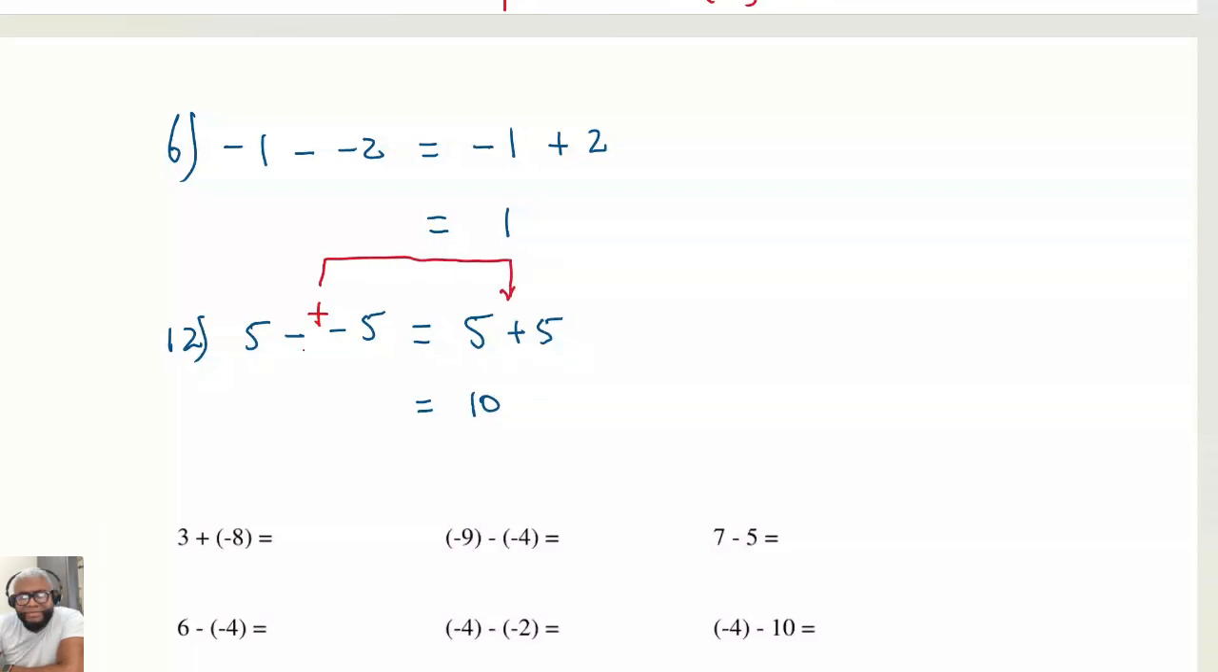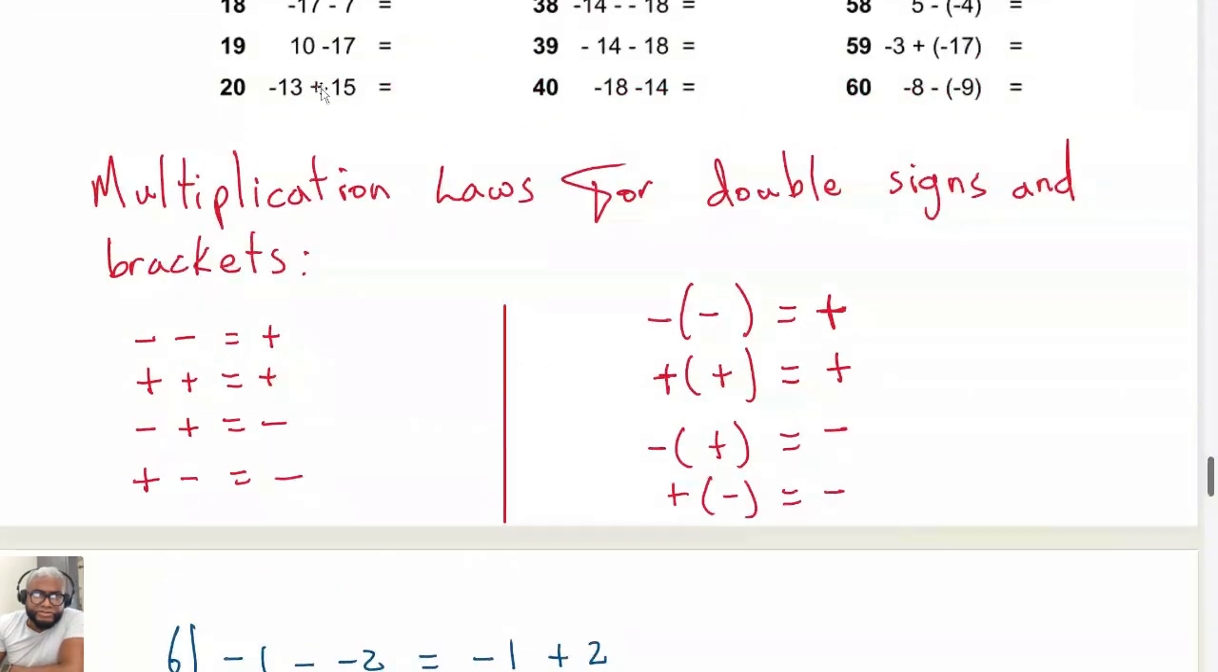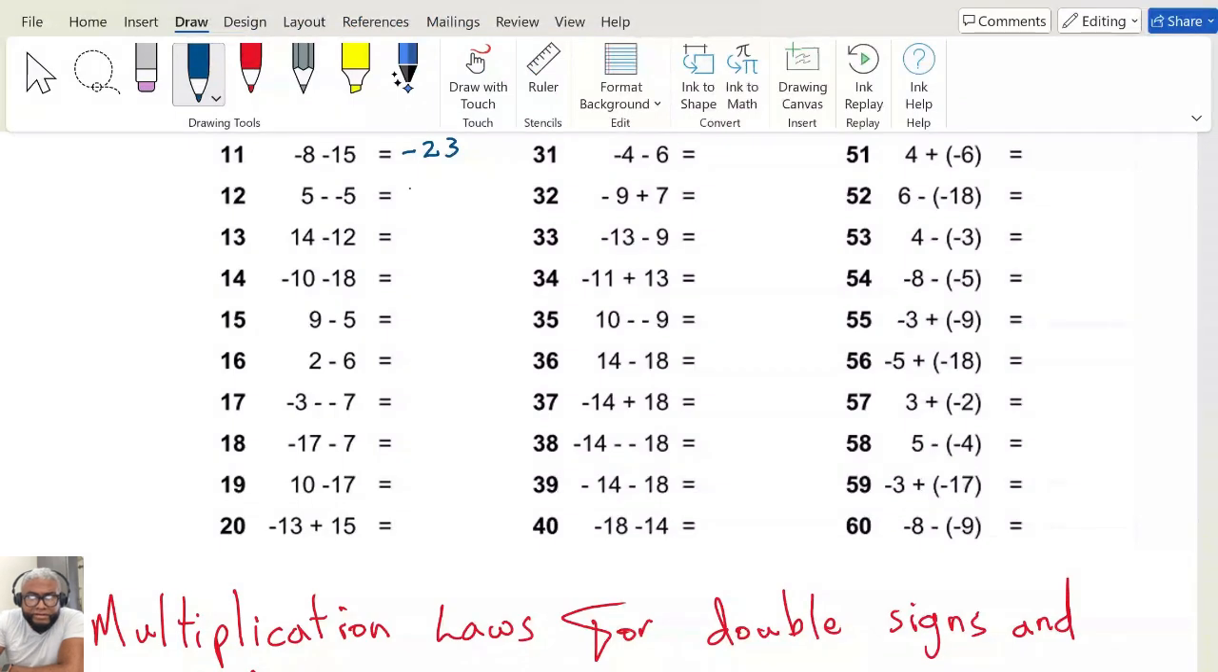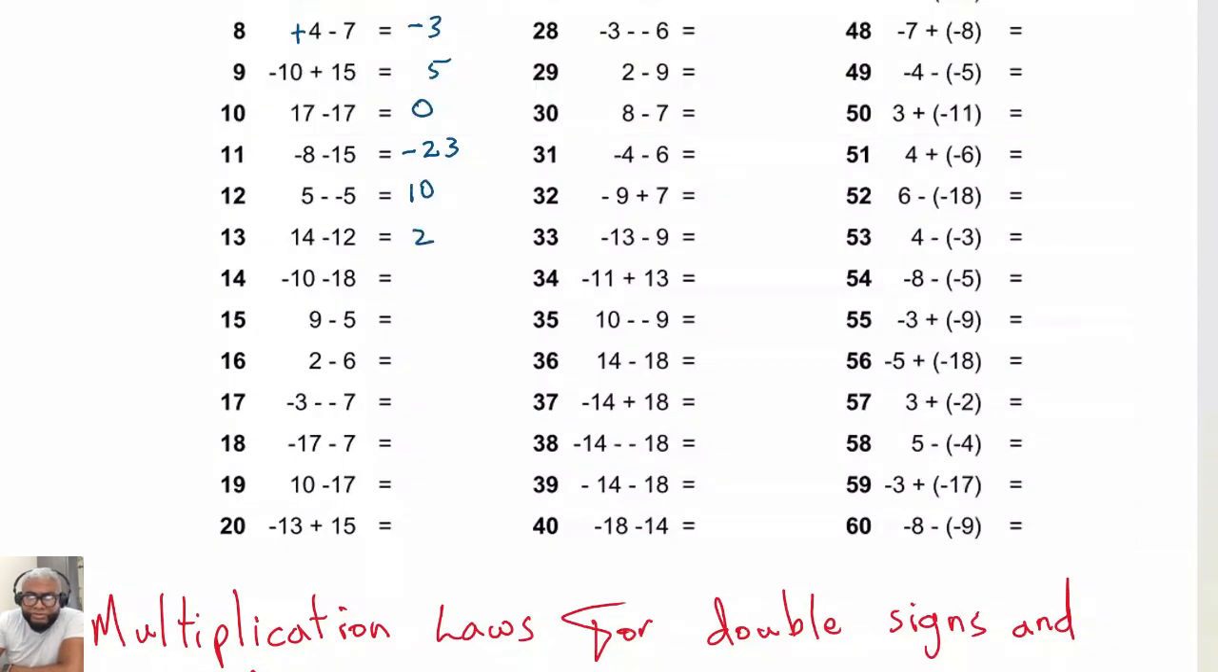Okay, Makai? Not Makai, sorry. Ramo, we good there? Yes, sir. Right. Scrolling back up. So the answer here is 10. I'll just put 10 here. 14 minus 12, right. That's simply 2. Next one.